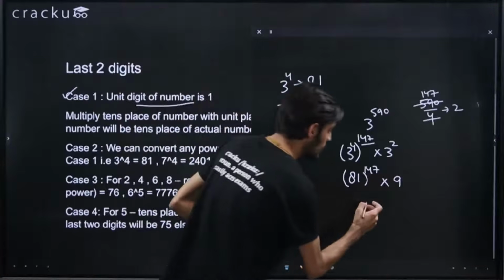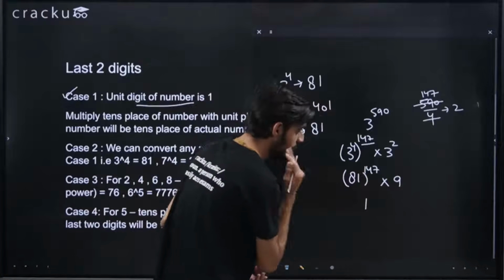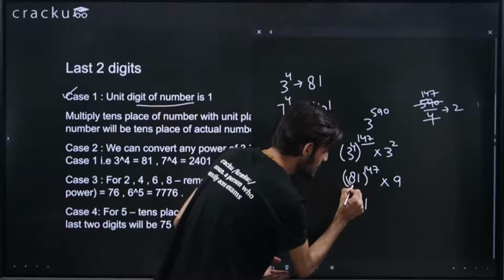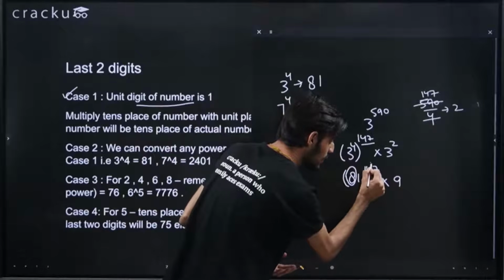Of course the unit digit will be 1. So what you need to do is multiply the tens digit of this number with the unit digit of the power.